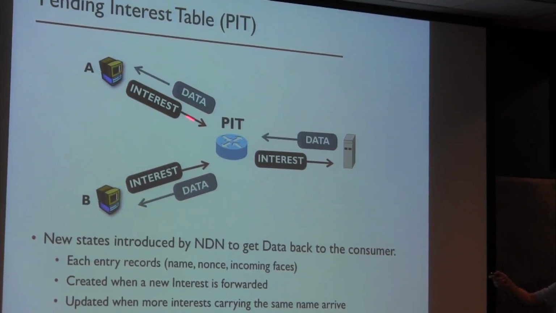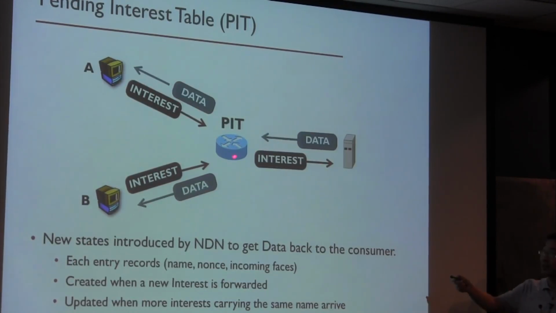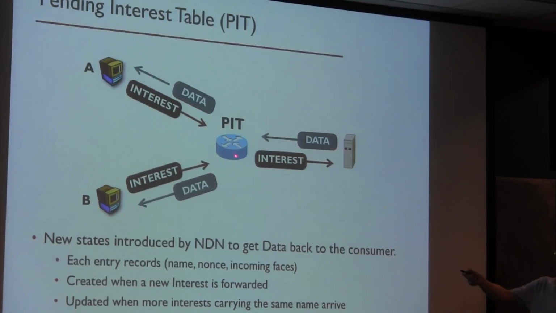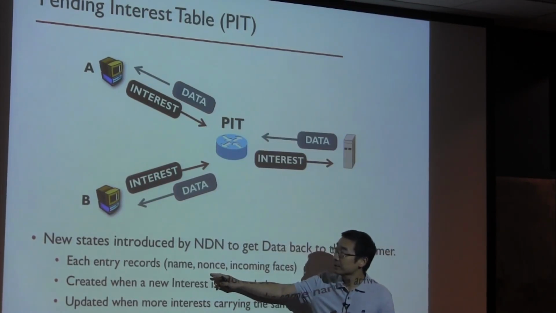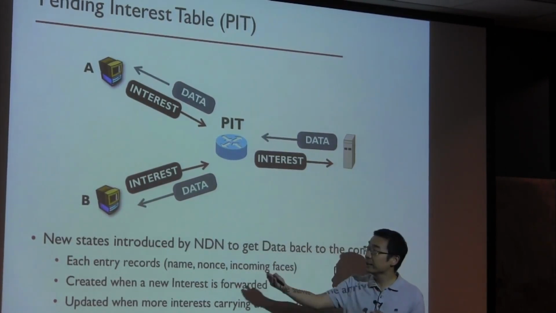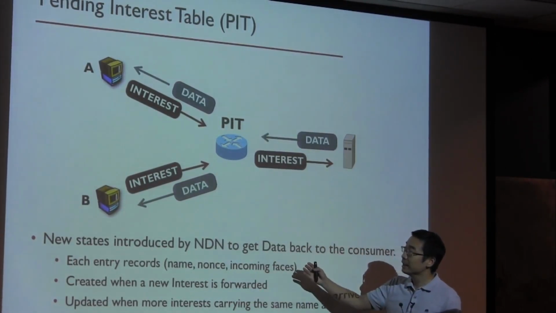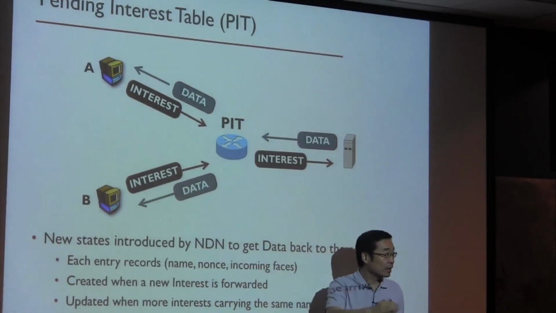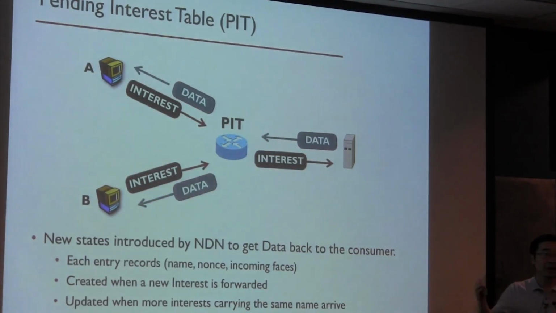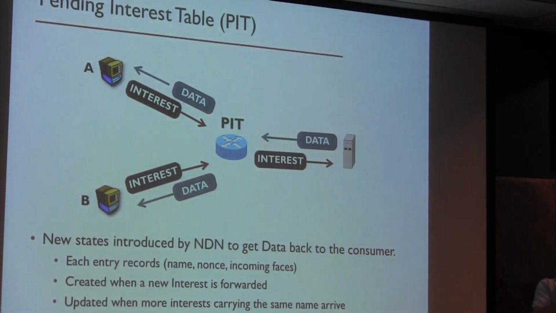If two of them send interests asking for the same content at the same time, I only need to send one copy over there because they have the same name. They're asking for the same content, so there's no need to send multiple requests. I just send one, and when data comes back, it will be forwarded to both consumers. So the PIT entry really remembers the name and the nonce of the interest, and also the incoming faces, so that when data comes back, it can follow these incoming faces and go back to the requesters. So that's the purpose of the PIT, to get data back to the consumer.